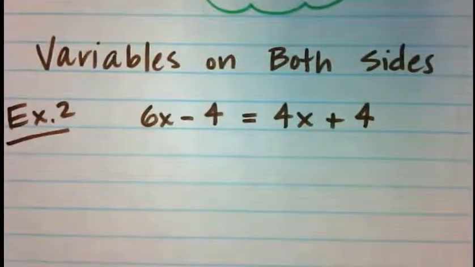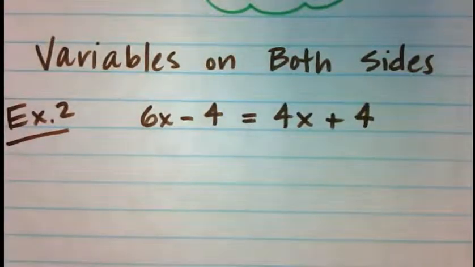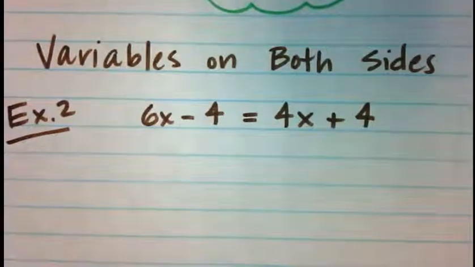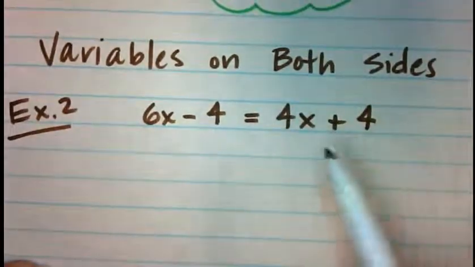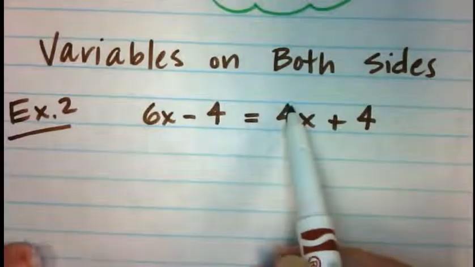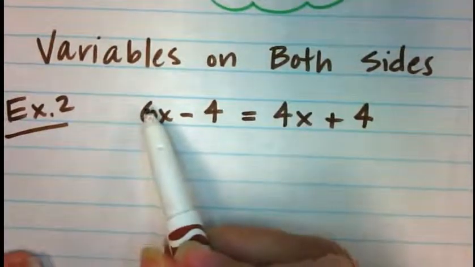Okay, so again, we want to solve for x. So what that means is that we need to get x by itself. So the problem is that we have two x's. So what we're going to have to do is get the two x's together and then get the x by itself. I usually bring my x's together on the left side. It doesn't matter, but I usually bring them on the left.